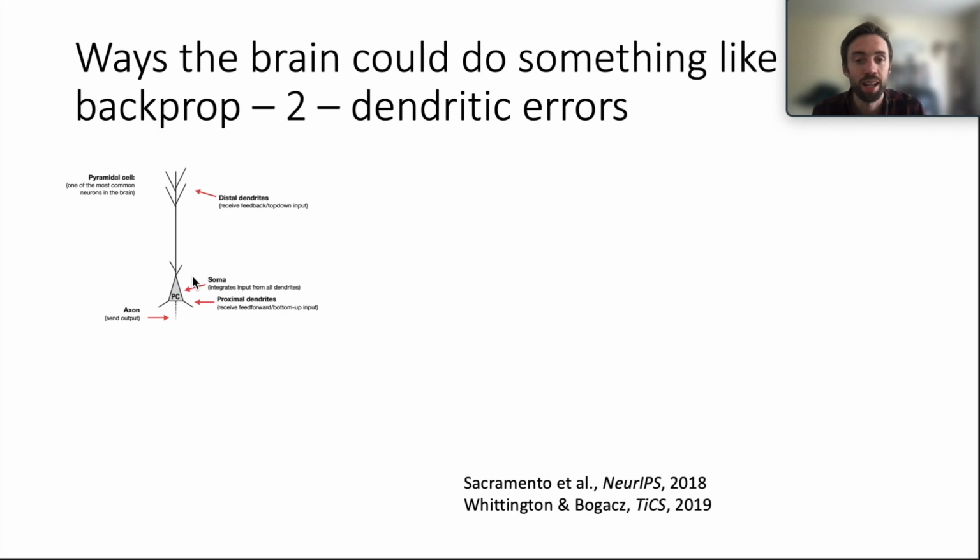This pyramidal cell has a cell body, also known as a soma, which integrates inputs from all of the dendrites. It also has proximal dendrites that receive feed-forward inputs from layers below or lower parts of the cortical hierarchy. And it has distal dendrites that receive inputs from areas that are higher up the hierarchy.